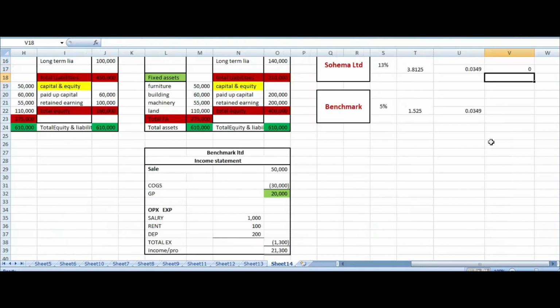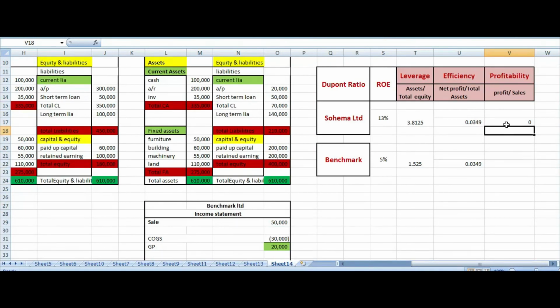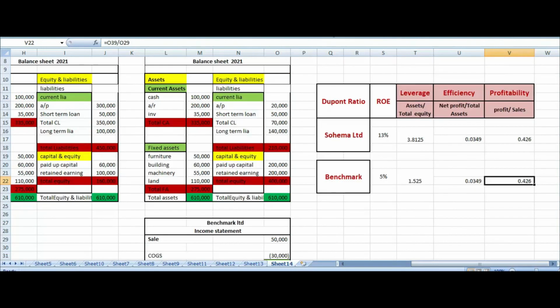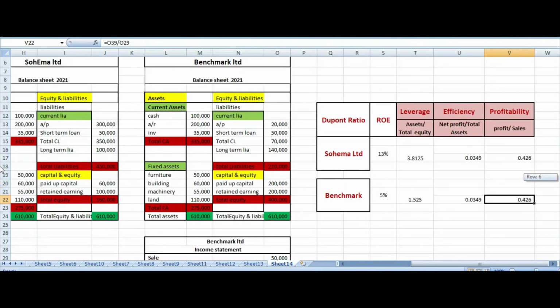So here is the profitability ratio of this company, 0.42. Let's see the profitability of the benchmark. The profit of the benchmark is 21,300, and the total sales of the benchmark is 50,000. So both companies have similar profitability.